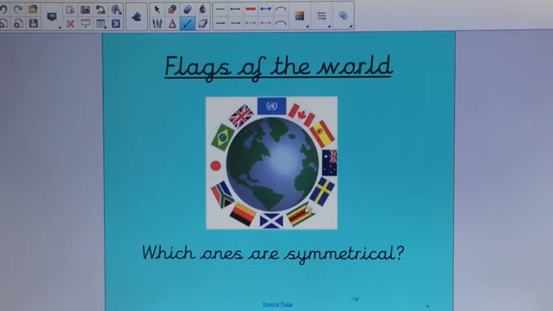So now we're going to be having a look at some flags of the world and identifying which flags are symmetrical and which aren't. And there's also going to be an opportunity to earn a bonus point if you can tell your grown-up what country the flag comes from.